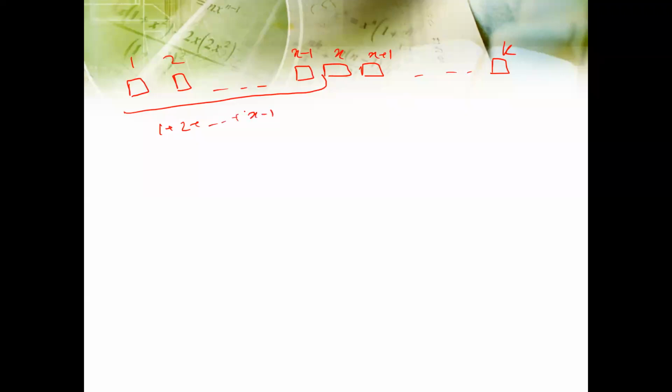So there are some houses numbered 1, 2, and so on. There is some house x, and there are total k houses. And it is saying that the sum of the house numbers to the left of x is equal to the sum of the house numbers to the right of it.